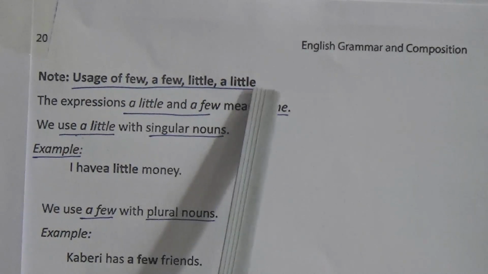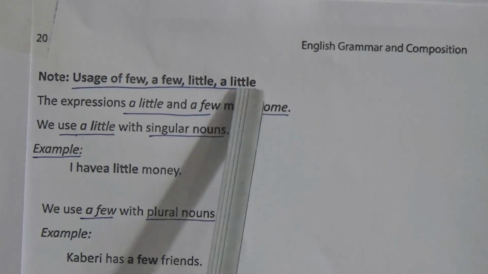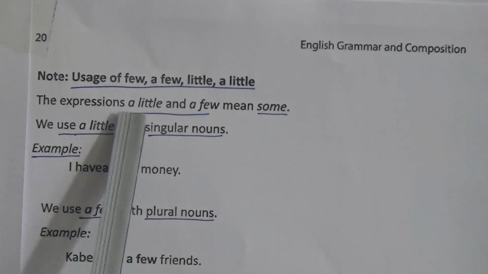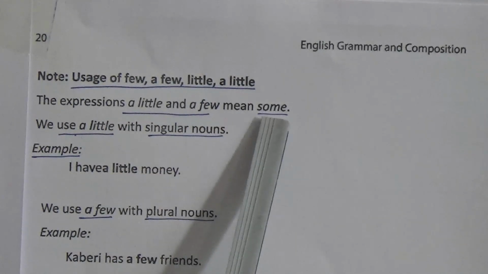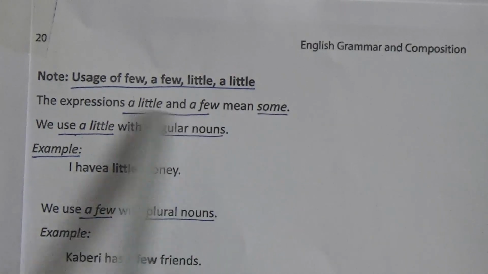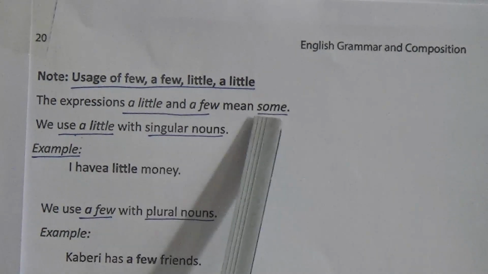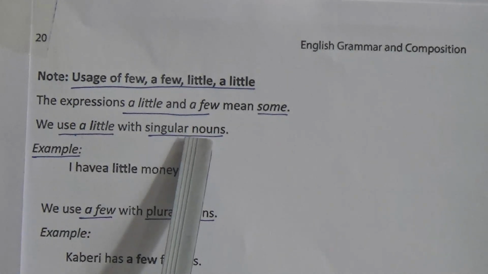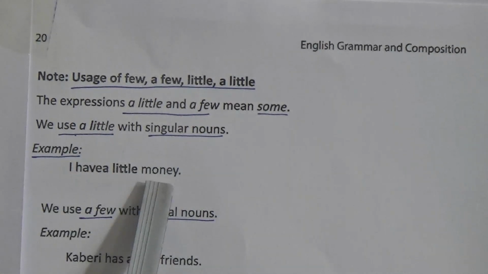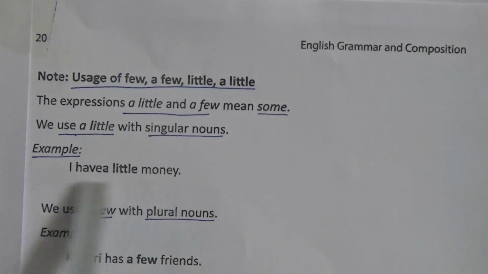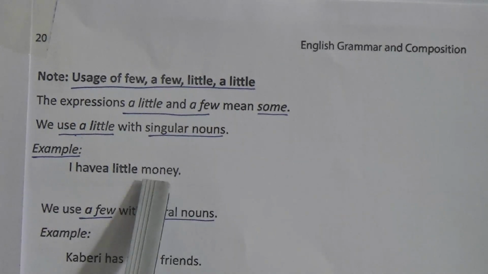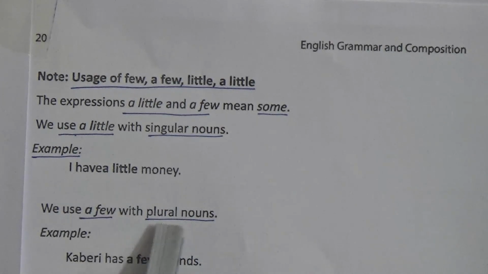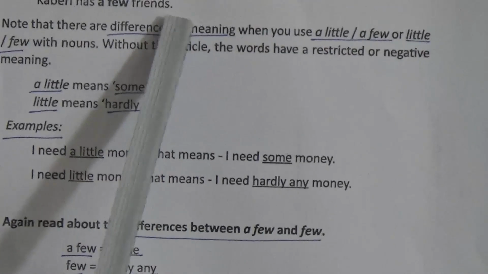This is given in your book. This is important. The expressions a little and a few mean some. So when you're using these expressions, it also means some. We use a little with singular nouns. Example, I have a little money. So this actually means I have some money. We use a few with plural nouns. Kabari has a few friends. So this would mean Kabari has some friends.